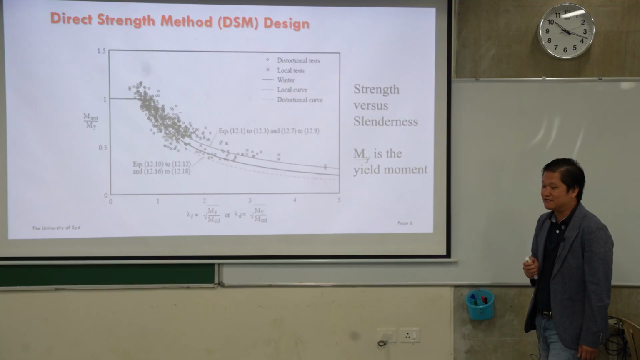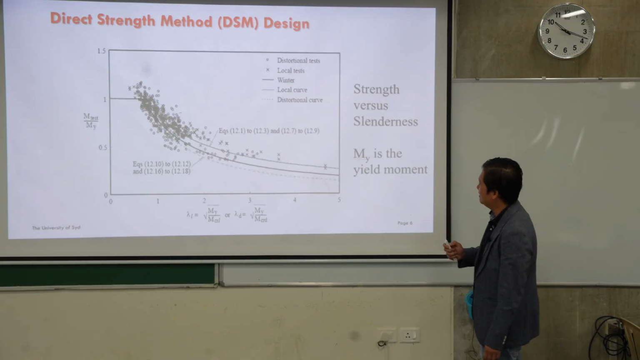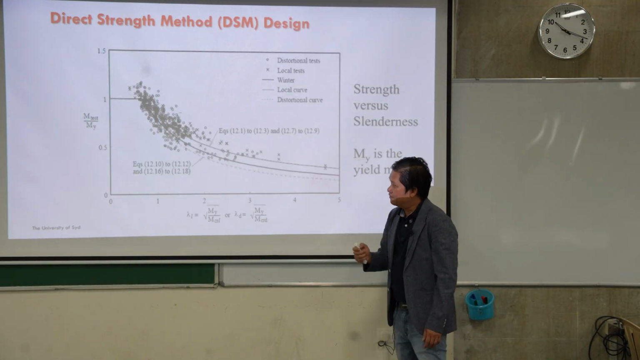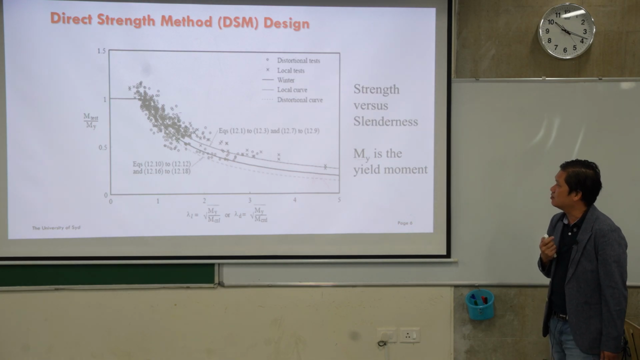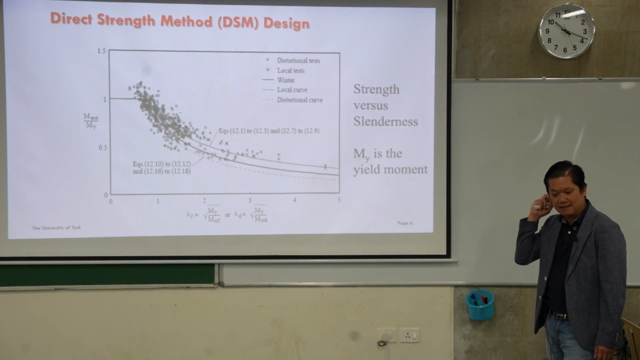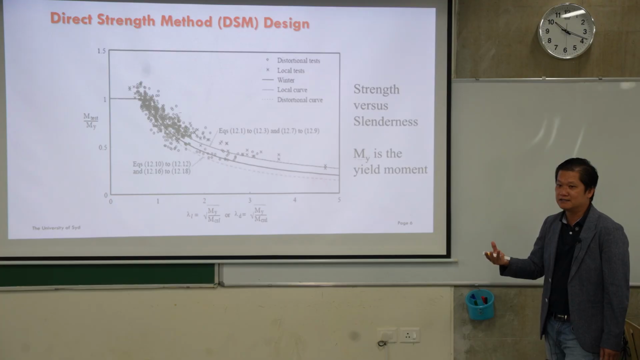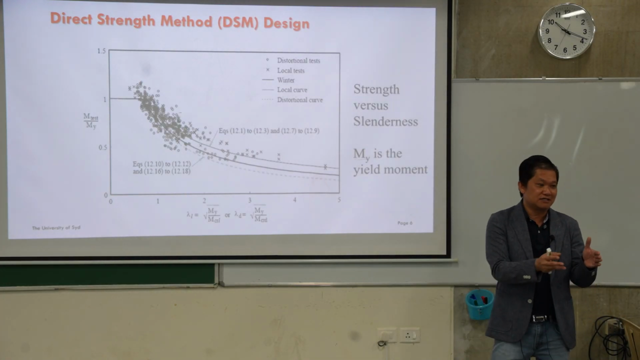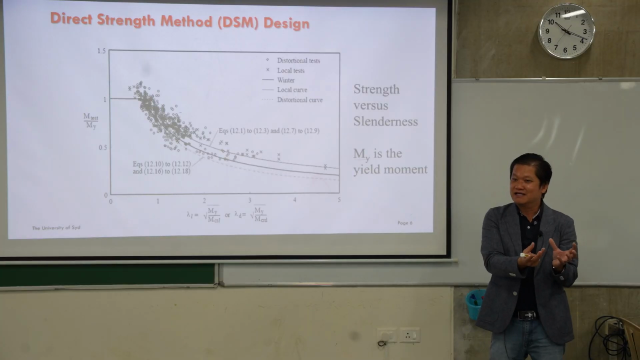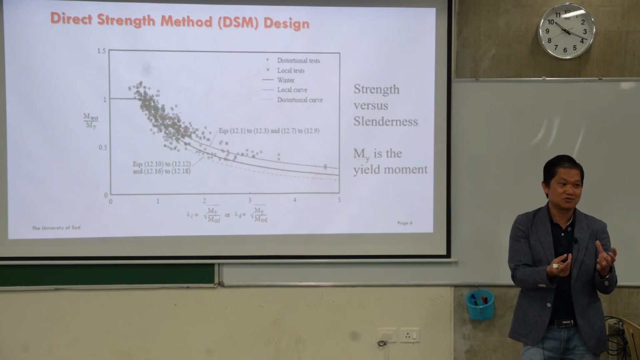So this is the famous figure where the direct strength method equation came from. This is from the graph from Professor Ben Schafer, and he collected all the testing data around the world. So just on how to calibrate an equation, as you're aware, it's not just simply that we pick up one test series at one place and then we're done and then we propose it to the standard.